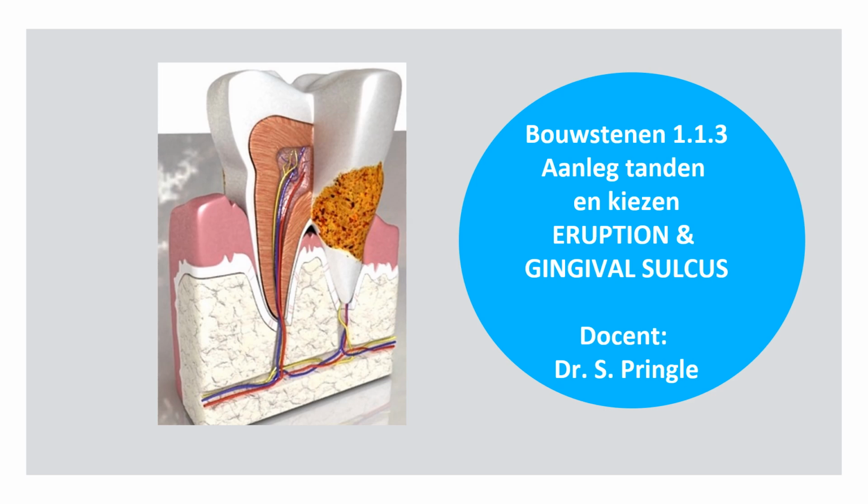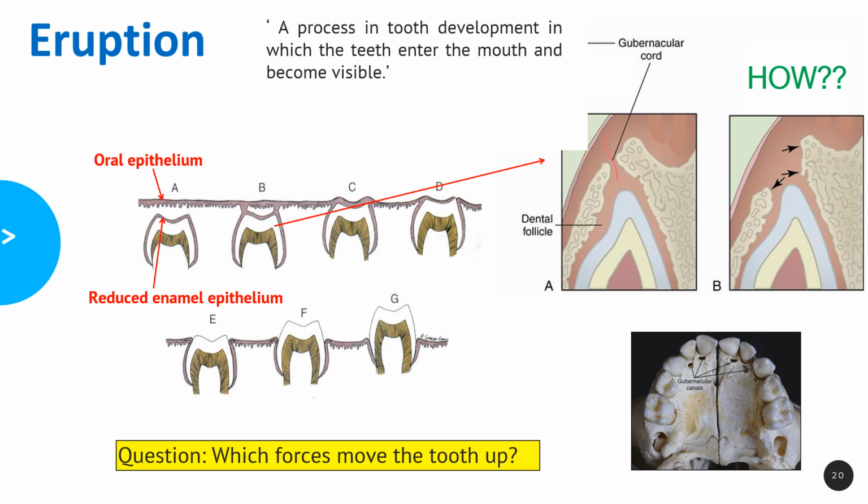Today we're going to talk about the process of a tooth erupting into the mouth. It might seem fairly simple, but actually it's very complex because you need to get this hard structure, which is represented here. Here is the enamel, here is the dentin, through into the mouth.